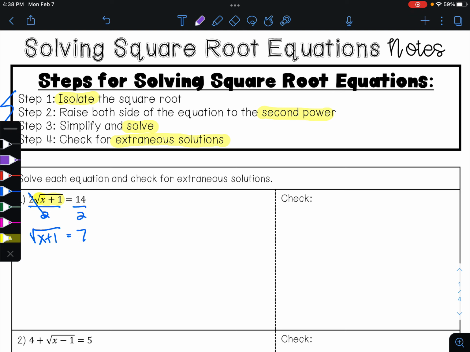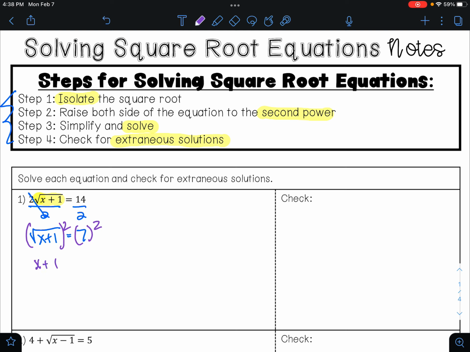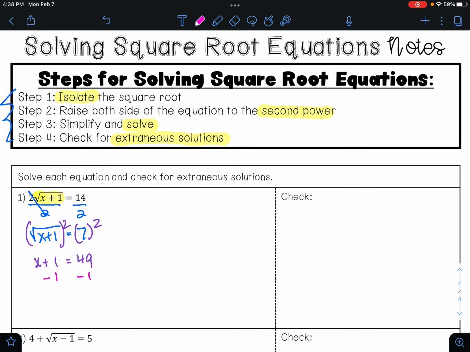From here, I can undo the square root by squaring both sides. The square undoes the square root and leaves me with x plus 1. 7 squared is 49. To undo addition, I'll do subtraction and get x is equal to 48. So I have 48 as a solution.